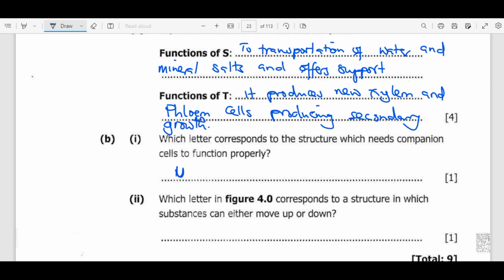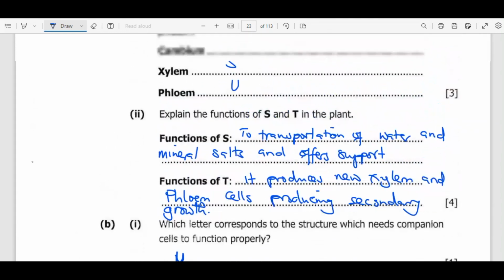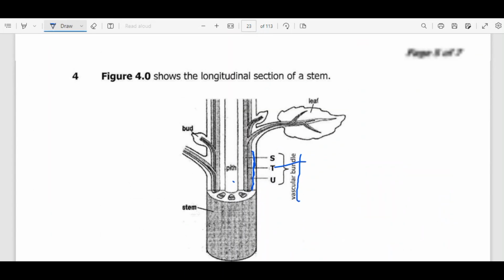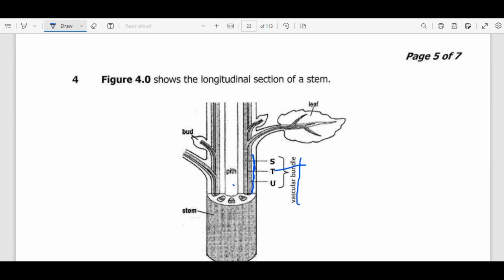And then apart from that, which letter in figure 4 corresponds to a structure in which substances can move up and down? So where substances can move up and down. So we have C, T, and U.